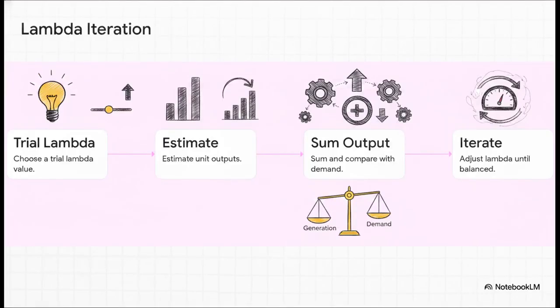And we find that perfect balance using the classic Lambda iteration method. Think of it like a loop. First, we pick a trial value, our Lambda. We use that trial Lambda to estimate what each unit should output based on their specific incremental costs. Then we add all that hypothetical generation up and check it against the actual grid demand. Too low, we bump the trial Lambda up. Too high, we drop it down. We just keep iterating, looping round and round until the mismatch between power and demand falls right into our acceptable tolerance. It's super elegant, assuming perfectly unconstrained conditions.